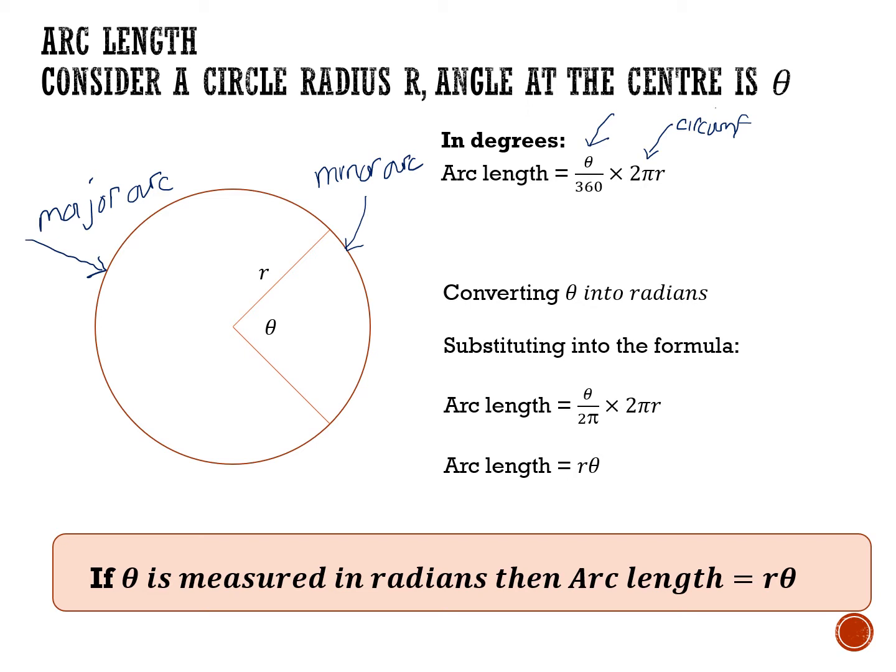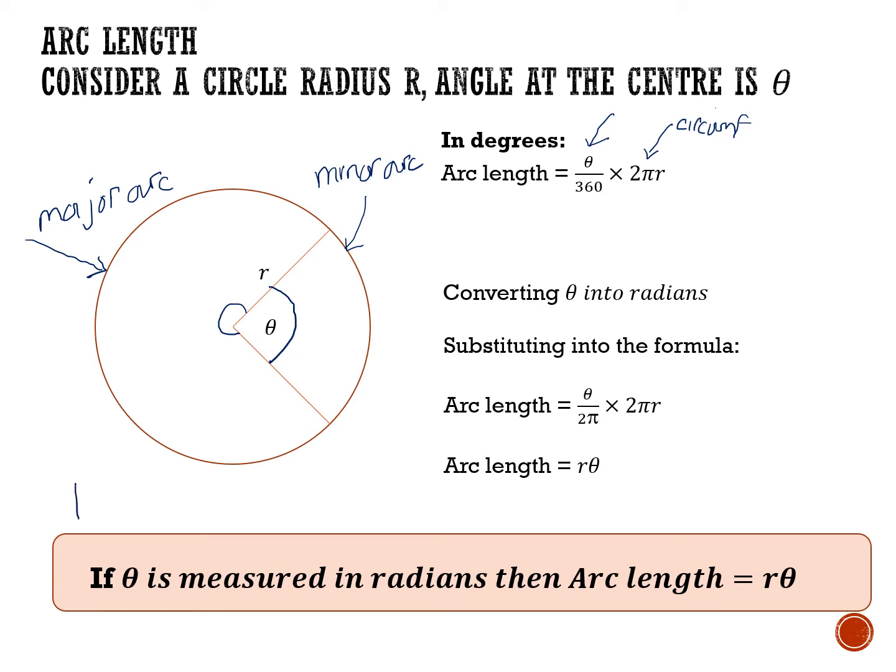So if theta is measured in radians, then the arc length, remember this is the minor arc length, so it's the arc length that's made by theta. If you did make theta the bit round there, then it would find that major arc length. So the arc length made by the angle theta is r theta.